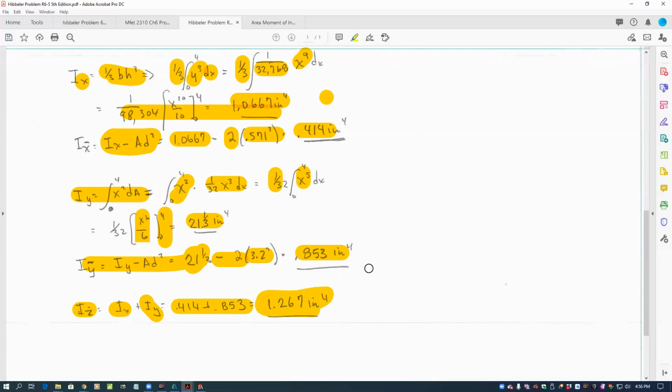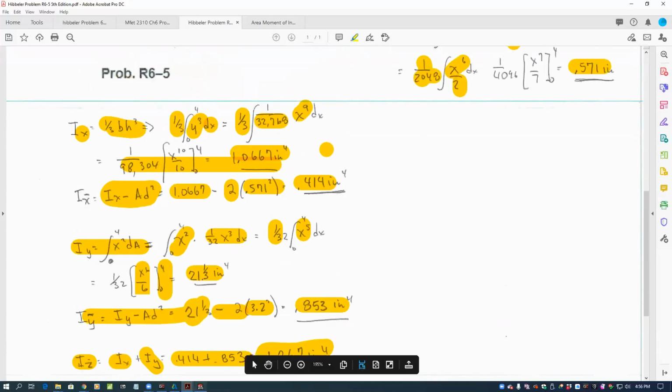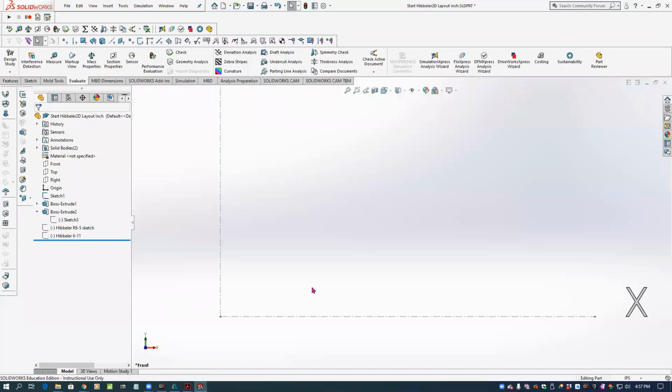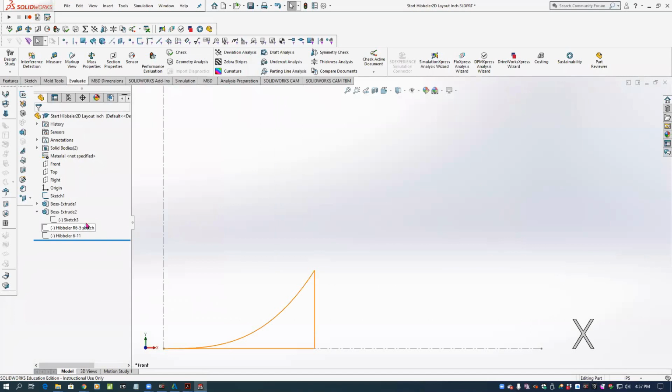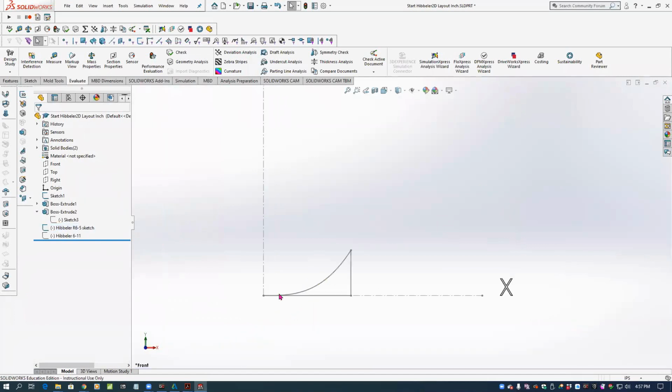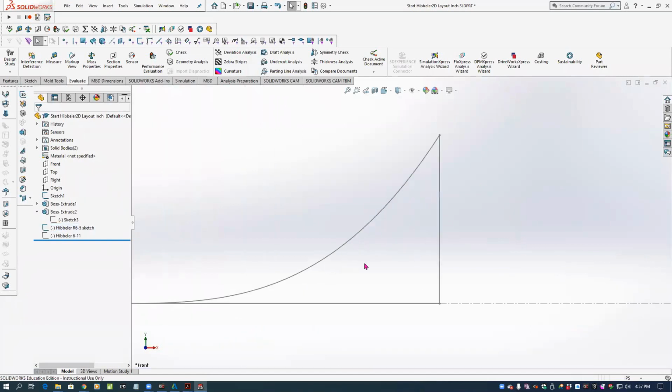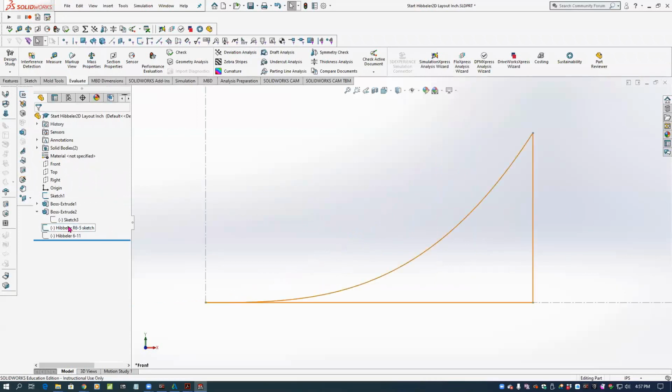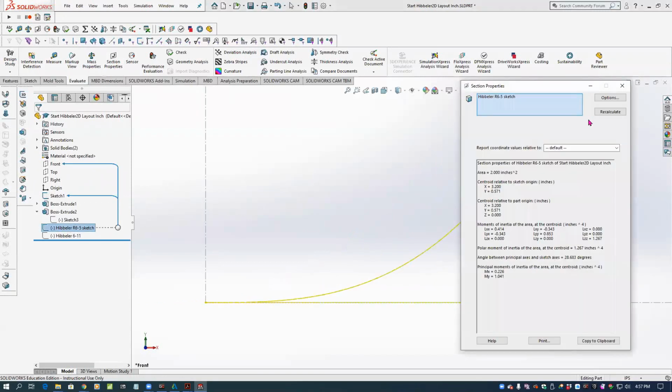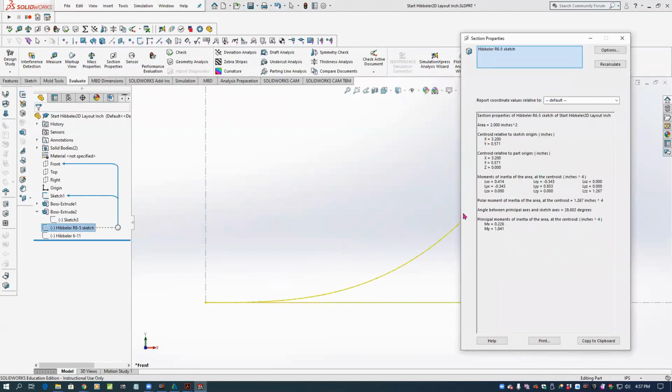Well, let's compare these values in our CAD system and see if we get the same values. I think I've already got this in here, and I'll show you how to create that if you have trouble creating the geometry. So I've already created this one ahead of time. So let's just use our section properties and look at these values here. We have the area we said was 2 inches, that's correct.